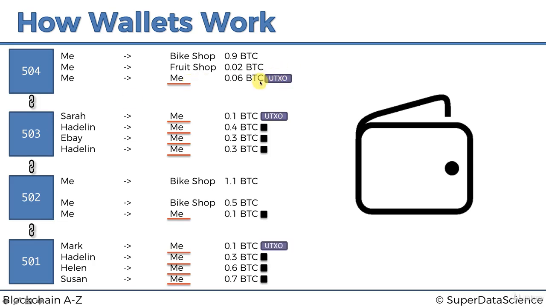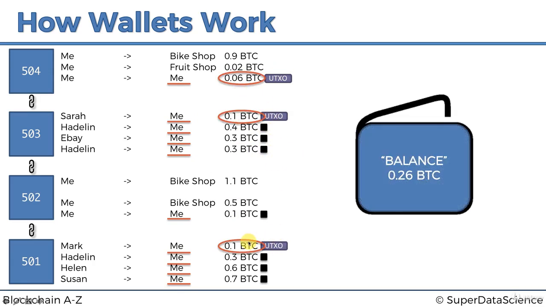The other ones we can see have black boxes, so we know that they've been used up. So only the ones without black boxes actually have UTXOs. And so all the wallet has to do now is just add up these amounts. Add up these 3 amounts and you get a balance of 0.26 BTC. And so that's what you see on your screen when you log in.